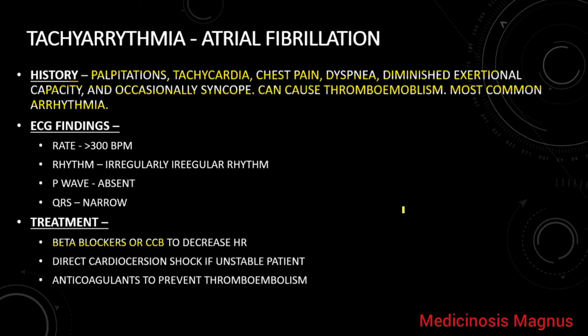Previously, we saw that in the bradyarrhythmias, the patients would be using beta blockers or calcium channel blockers for any other reason, and they would develop a decrease in heart rate causing bradyarrhythmia. But now these patients having tachyarrhythmia, we are giving beta blockers or calcium channel blockers therapeutically to decrease the heart rate. And when the patient is very unstable, we can give a DC shock. Then, since these patients have thromboembolism, we also are required to give the anticoagulants.